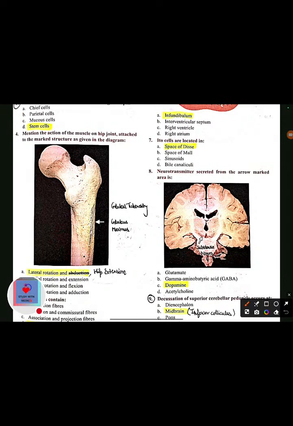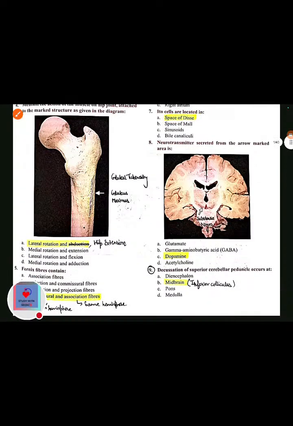I2 cells are located in the space of Disse. Space of Disse, I2 cells.